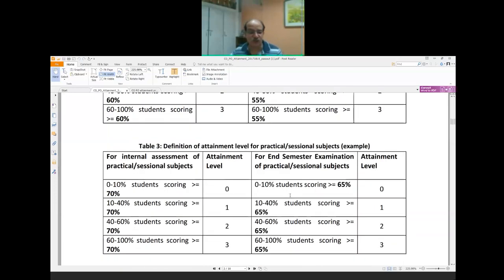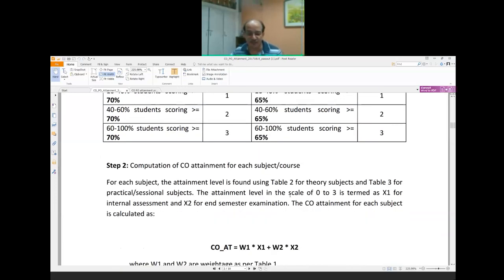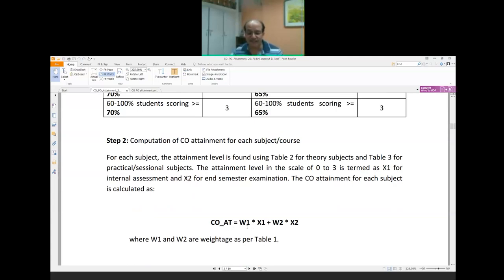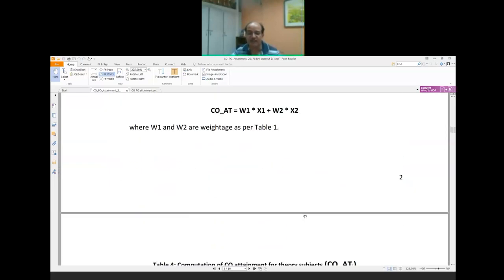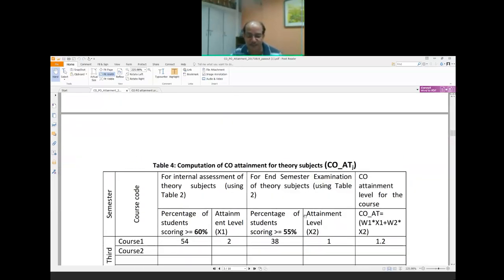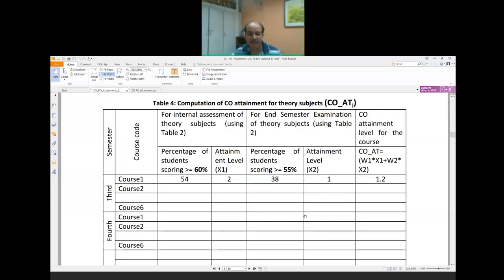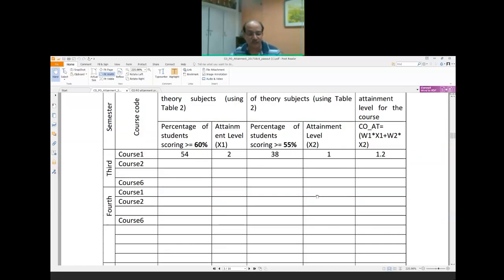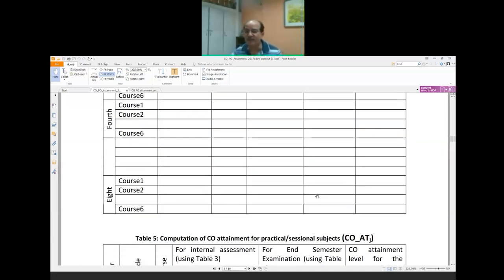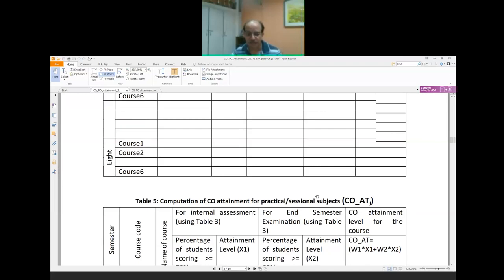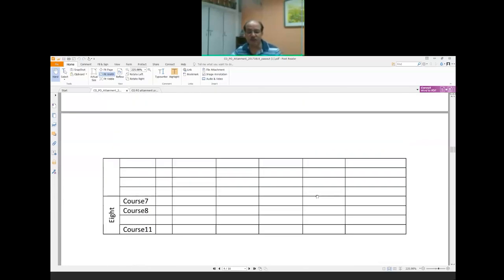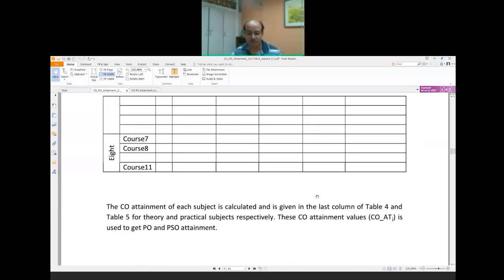So this is how we define the attainment level for each course. Based on the attainment level for practical and theory, we calculate the COs with the weightages W1, W2 and so on, whatever weightage I define, multiplied with this factor. W1 and W2 are the weightages as per Table 1. Then for theory, we calculate this for each of the courses, and for each course I compute these values. The same way I do it for the lab courses also.